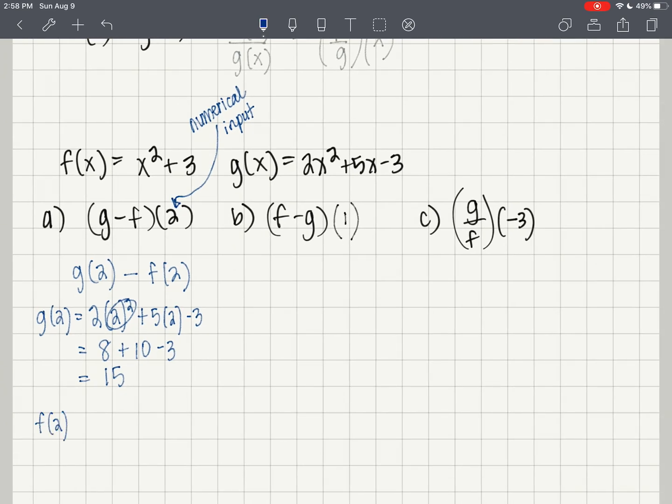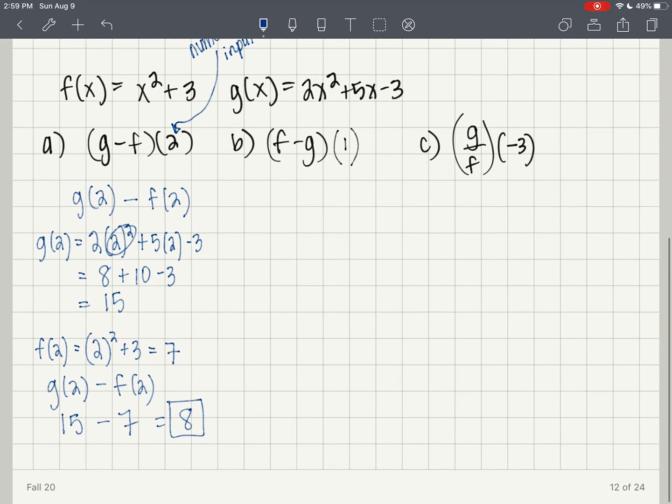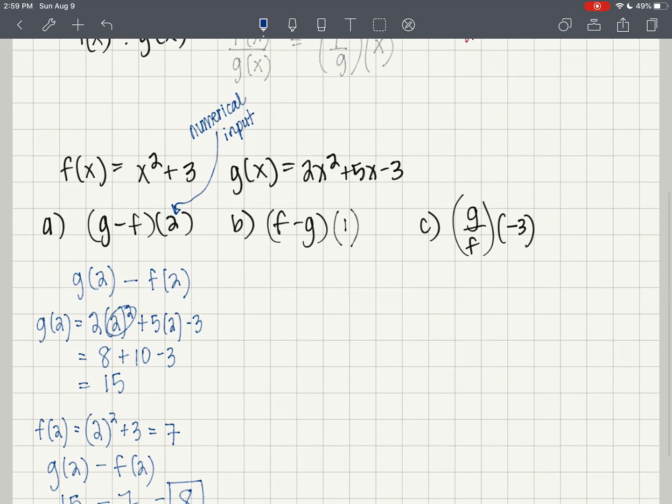f of 2 is equal to 2 squared plus 3. 4 plus 3 is 7. So g of 2 minus f of 2 is the same thing as 15 minus 7, which is equal to 8. Beautiful, beautiful, beautiful.